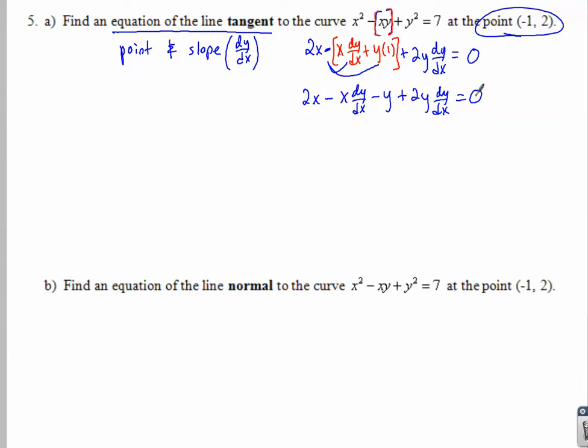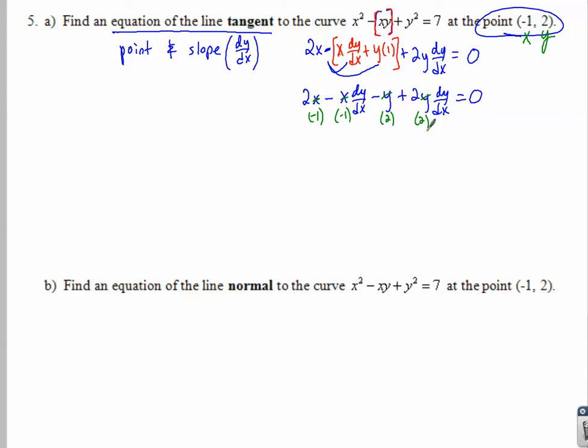Now we can do what we did before and collect the dy/dx terms together, solve for dy/dx, but let's keep our eye on the prize. Find an equation of the line tangent. We need the slope at the values given in the point. Perhaps it's a little bit easier to work with this if it were mostly numbers than mostly letters. Let's take our point x and y and plug it in here. So instead of x, we'll put -1. Instead of y, we'll put 2.